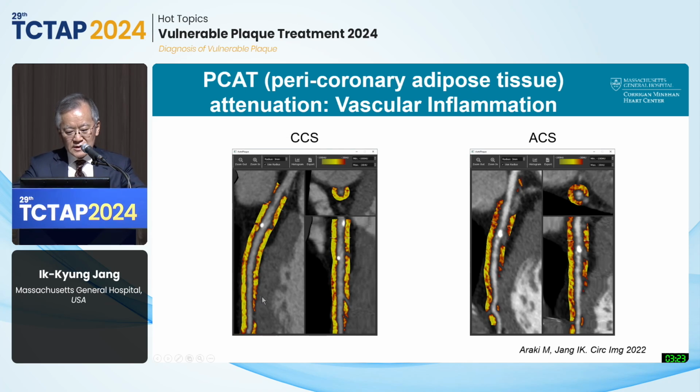So as Dr. Onuma said, we also look at the panvascular inflammation using non-invasive method, PCAT, pericoronary adipose tissue attenuation. The yellow represents low level of inflammation, red, high level of inflammation. So patient presented with chronic coronary syndrome, as you see here, pretty much everywhere is yellow. Panvascular, low level of inflammation, whereas patient presented with ACS, everywhere is red. It's not one spot red, it's a panvascular inflammation.